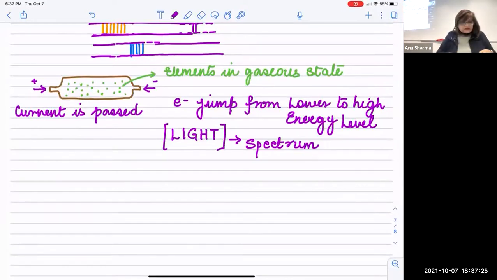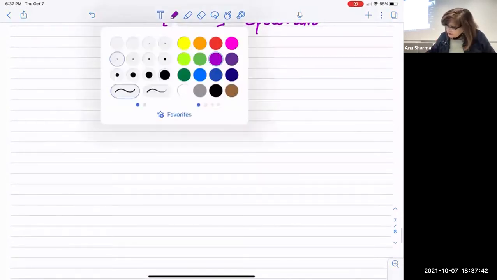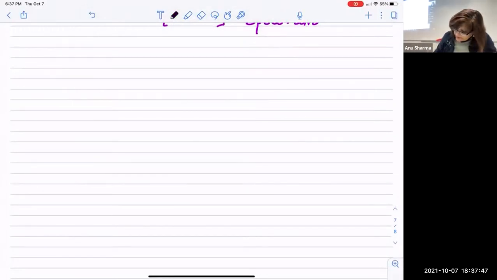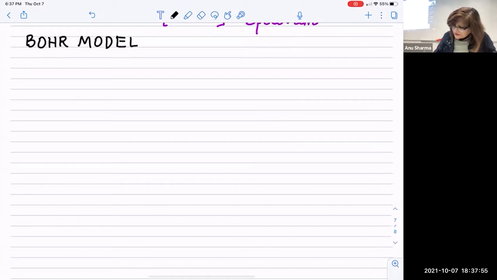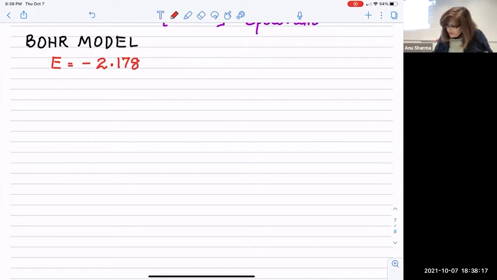Now let's look at this one. Bohr's model, back to Bohr's model. So we understood what Bohr was talking about, that the electrons are in these energy levels, and we get an idea of what the values are. Here is the expression of Bohr's model. This is a formula already, so we are not doing any derivations in this class. Just know the formula: energy is equal to negative 2.178 times 10 to the power negative 18 joules times Z square over n square.